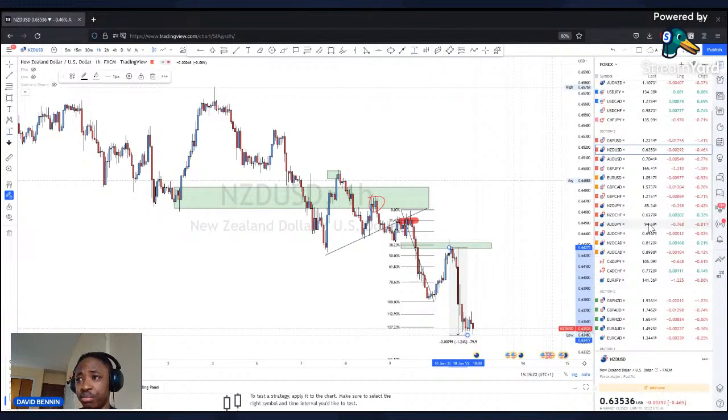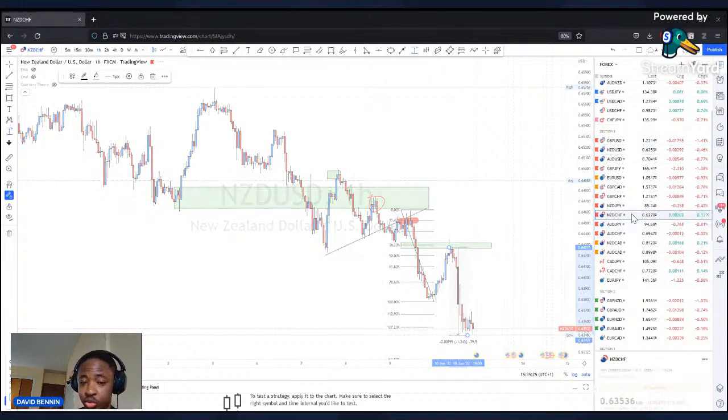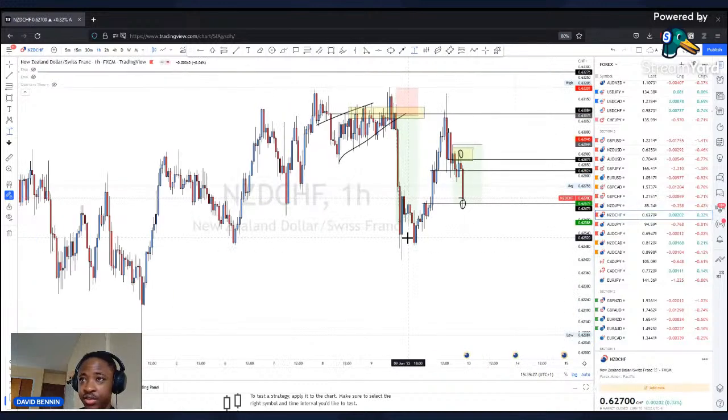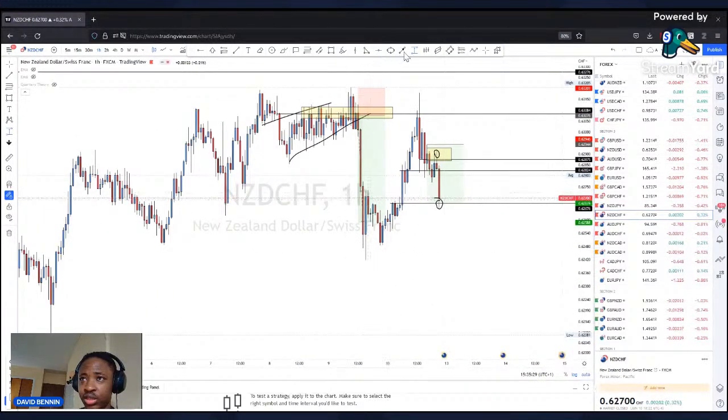One pair that made me a lot of money this week, two pairs actually, NZD CHF. So first was this move here.